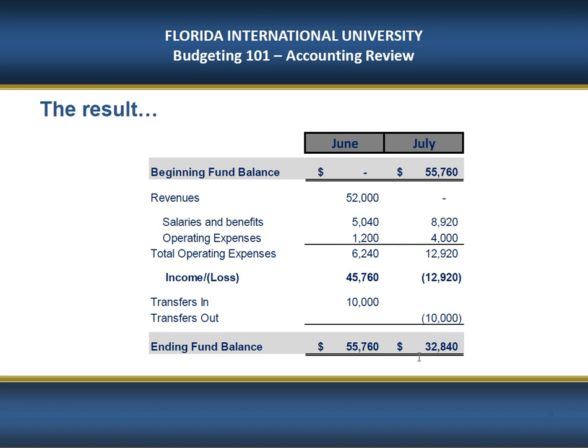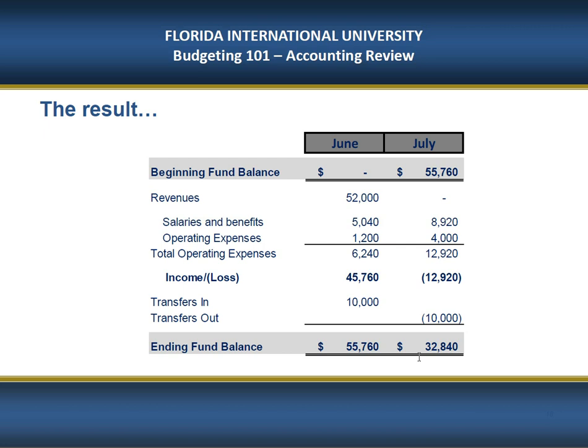What happened in July? We didn't have any revenues. We collected the revenues that were recorded in June in cash, but we had already recorded those revenues. Again, accrual accounting, timing differences. We had salary and benefits, $8,920. Operating expenses of $4,000 representing the food.